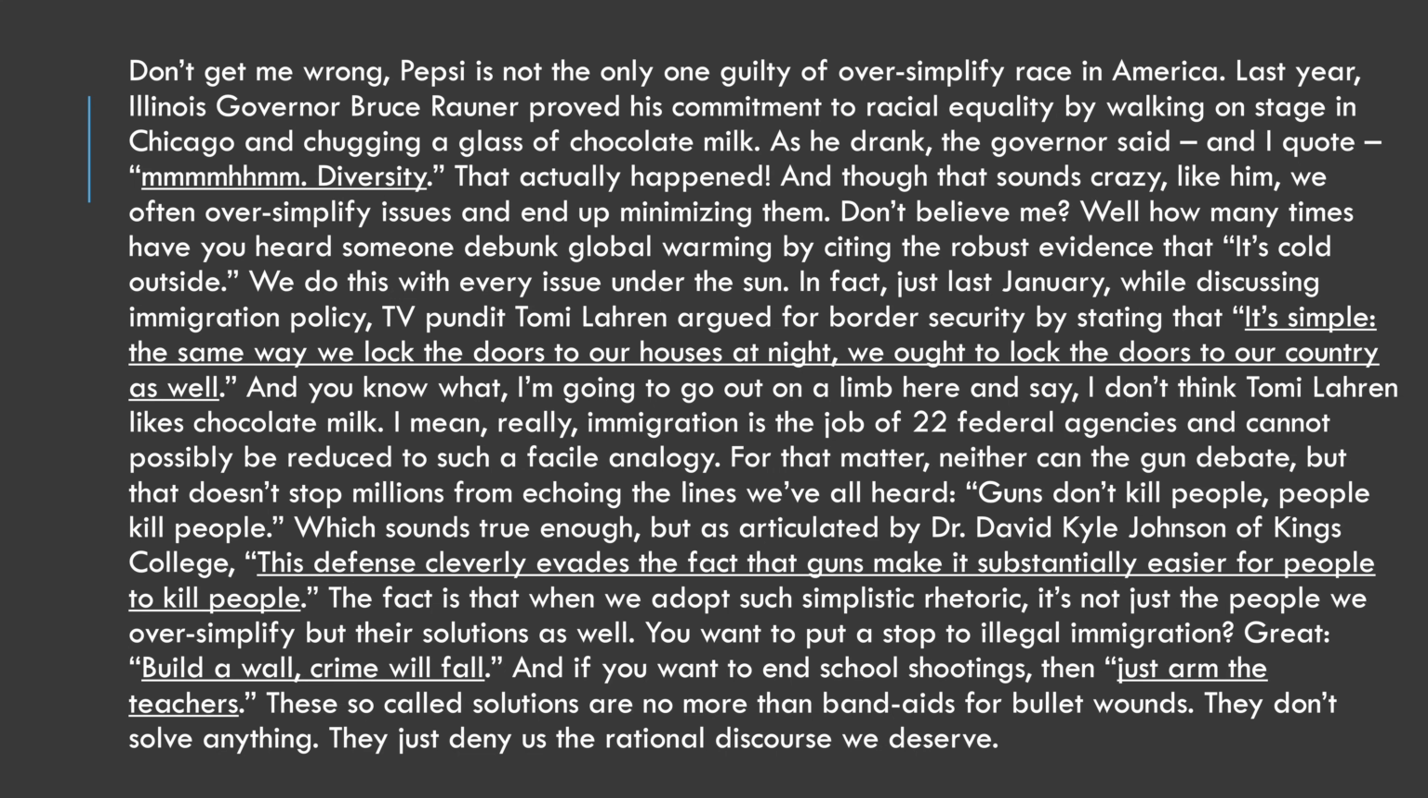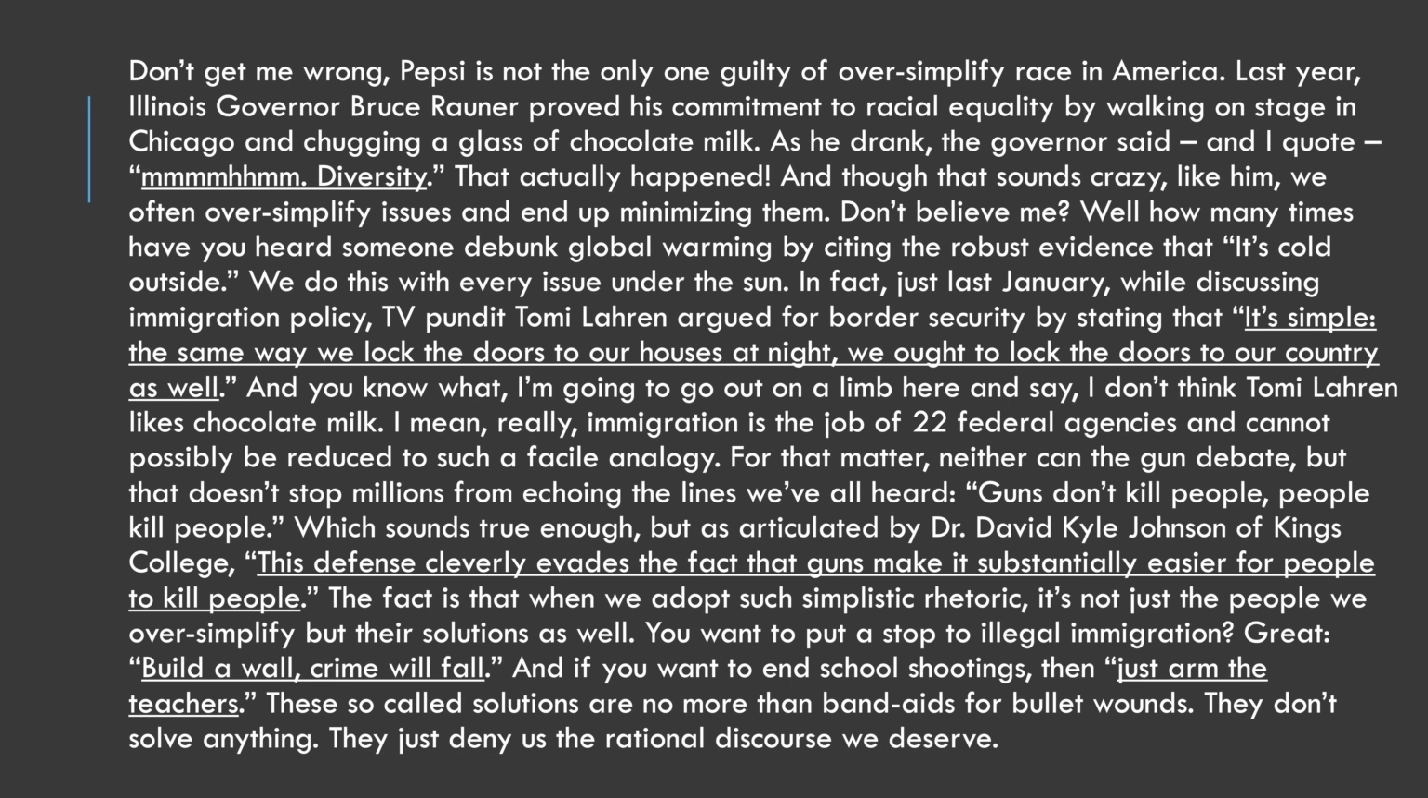We get a more in-depth example of Tomi Lahren trying to debunk immigration policy and our attitudes towards immigration. And we get a more in-depth example of gun control, saying that guns don't kill people, people kill people, as an oversimplification, with multiple experts there. And then we get a couple of quick examples at the end that tie the knot, right?